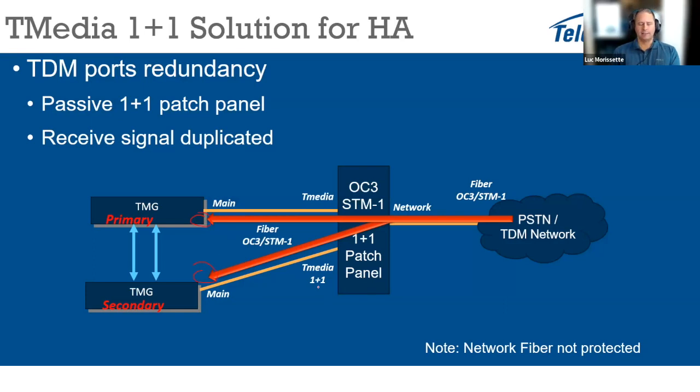The patch panel here has three connections on it. One is going to the primary device, one is going to the secondary device, and one is coming from the network. The example I took here is with the fiber OC3 STM1 configuration. In this case, the network fiber is not protected. So if ever there's a failure here, then you lose all the traffic in the system.